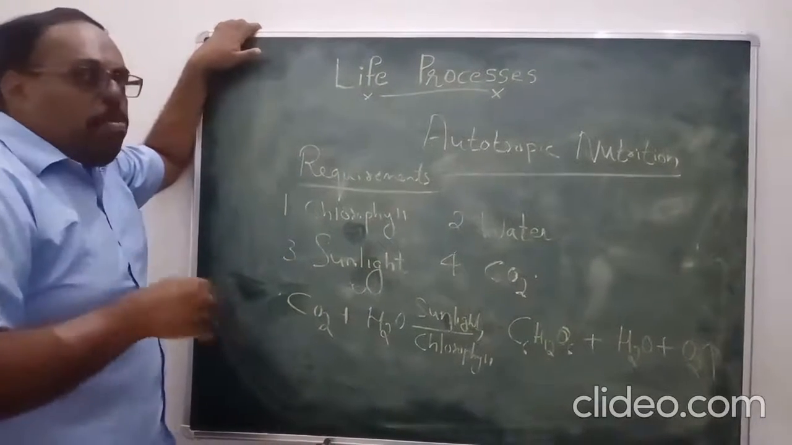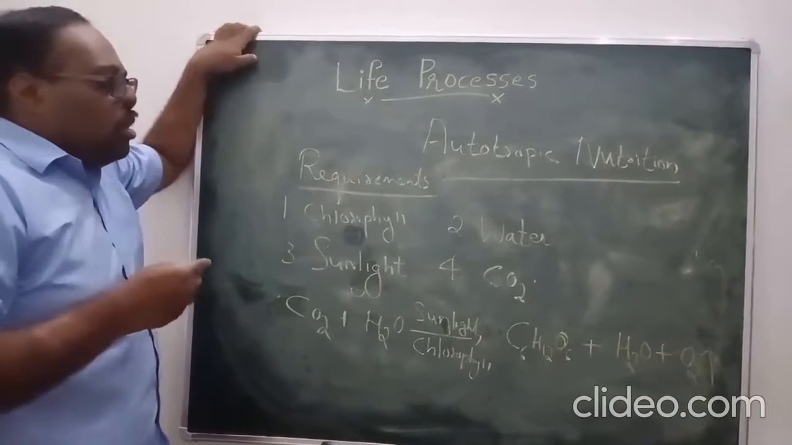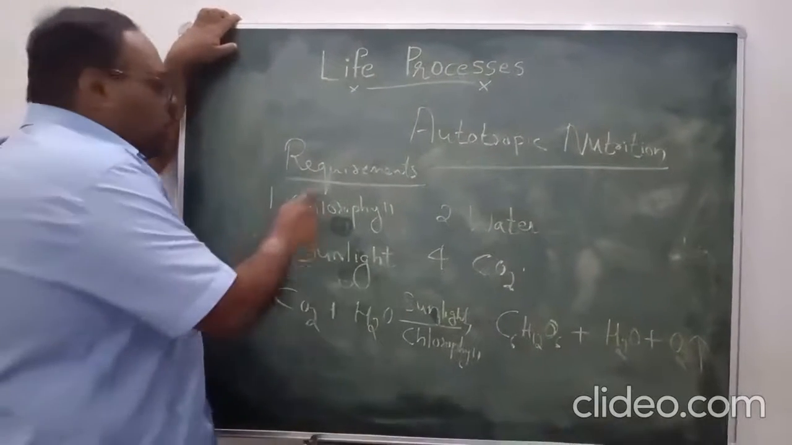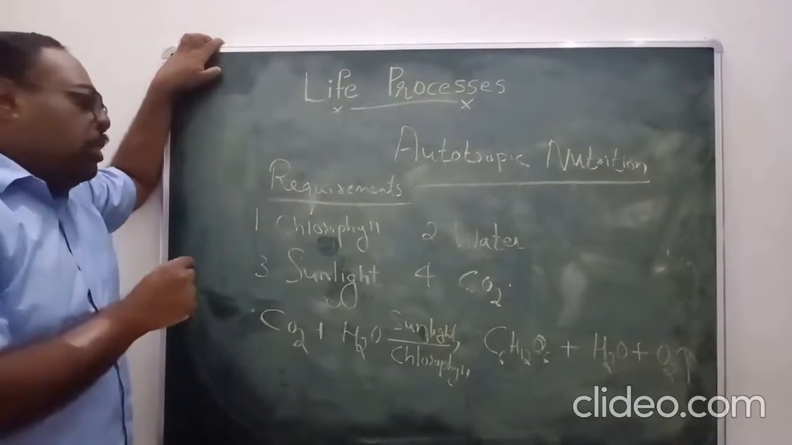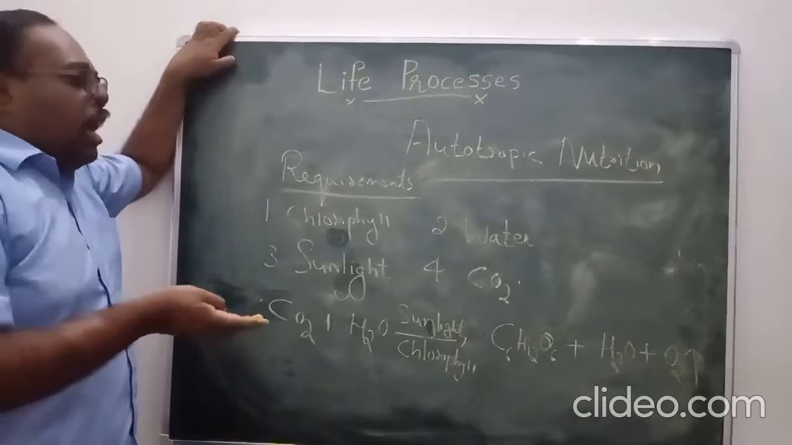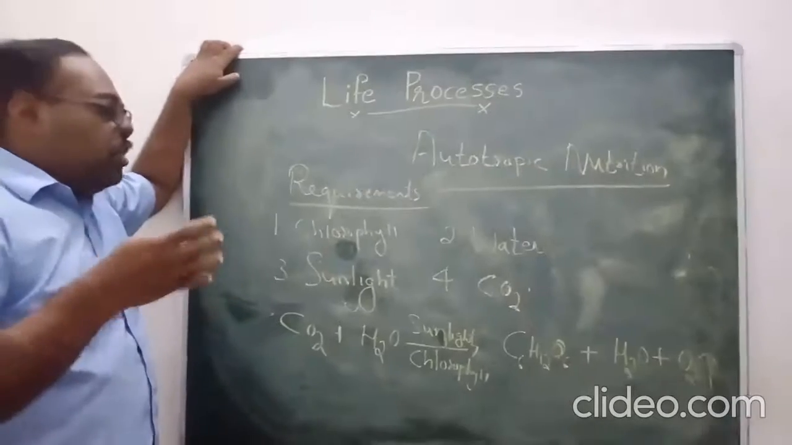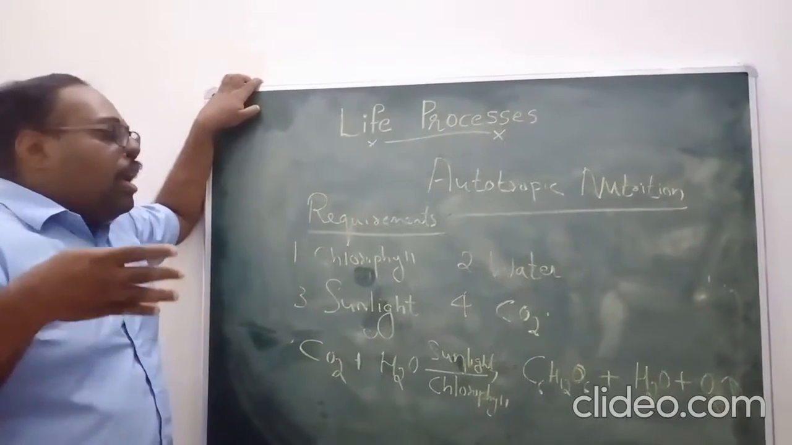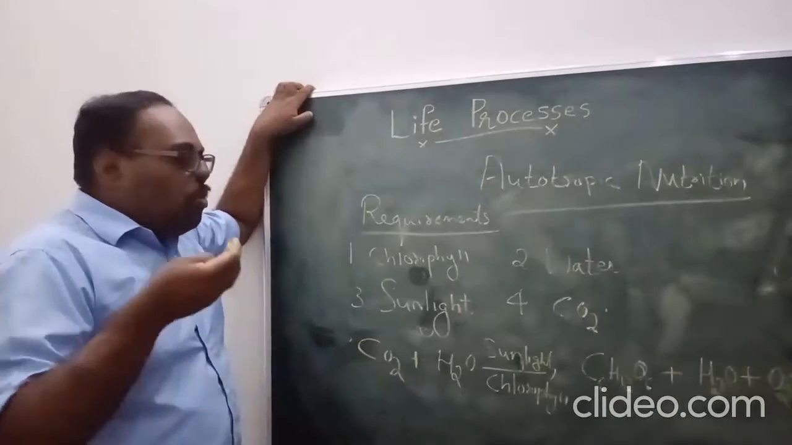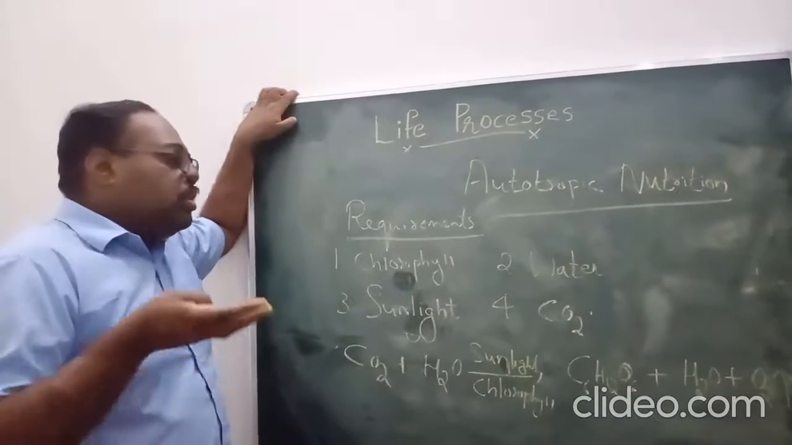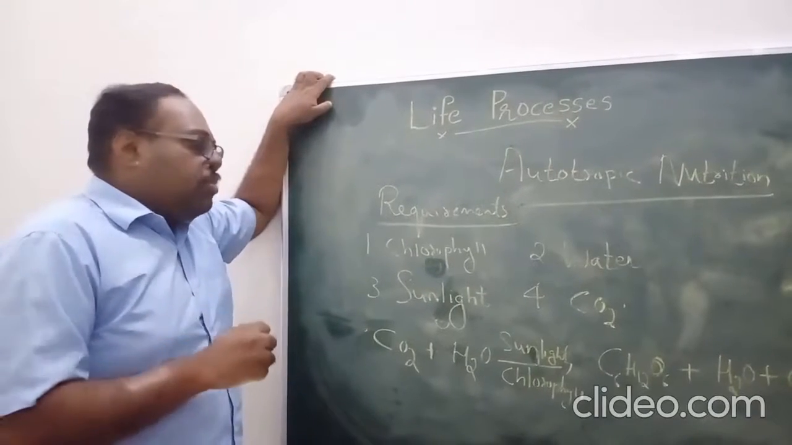In order to get proper autotrophic nutrition, that means if the plant has to produce a good amount of food, all these components should be present in the proper ratio. That means if chlorophyll is high and there is not much water, or the intensity of the sunlight is very high and there is no water, or chlorophyll is not able to absorb sunlight, all these things will affect the production of food.